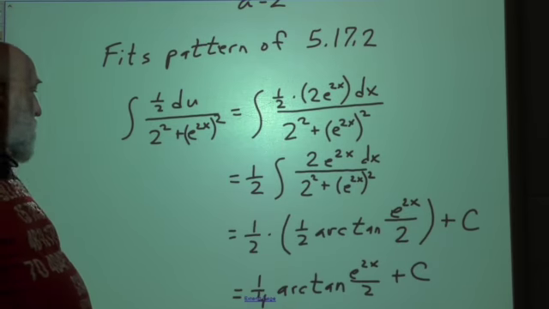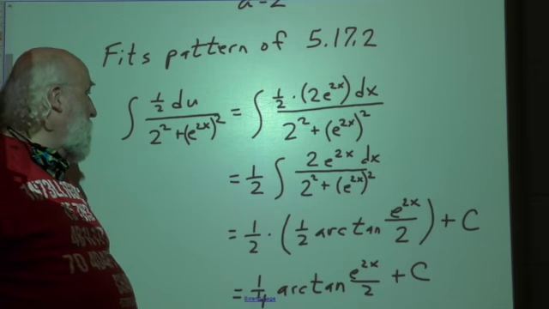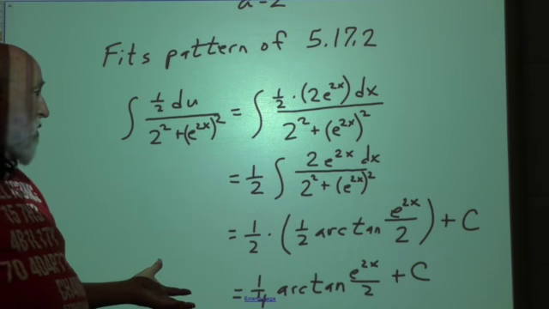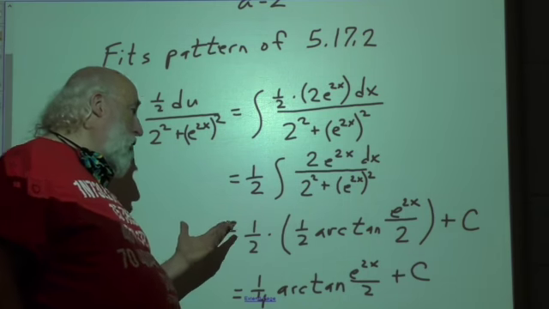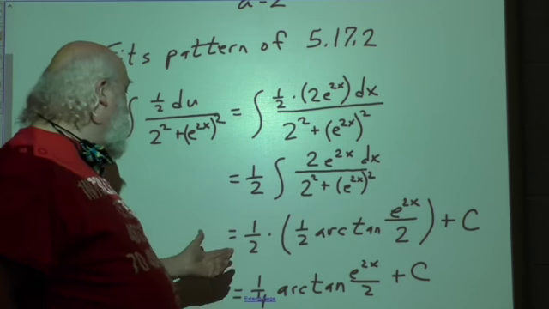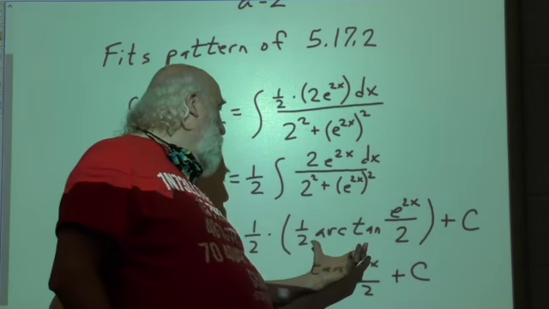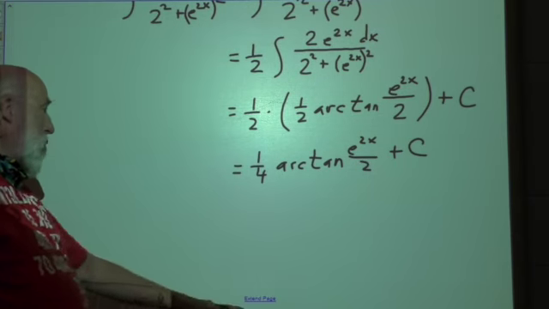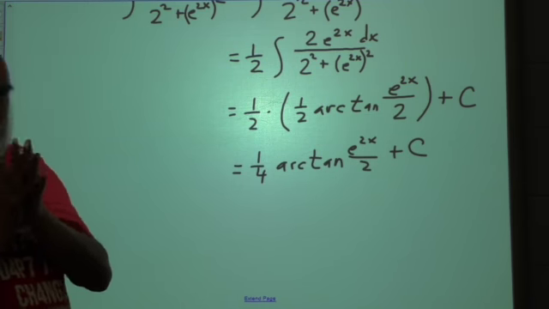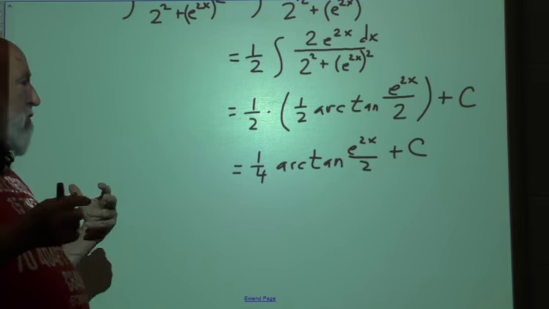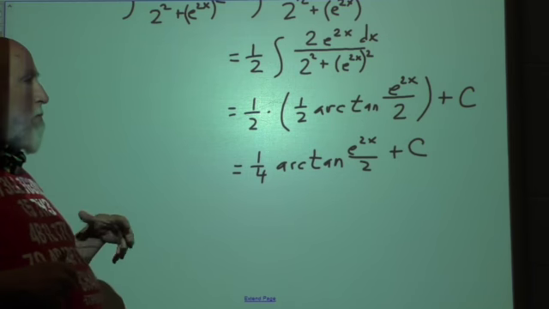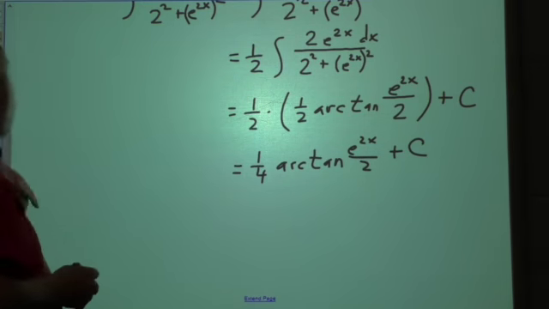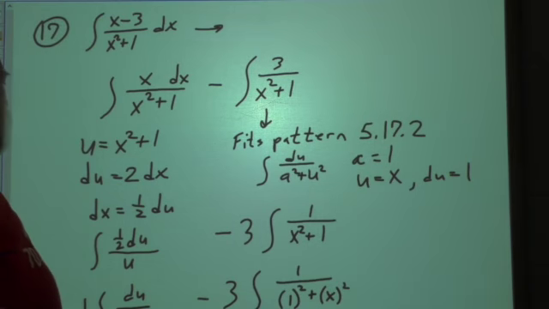And that means then that this fulfills the definition for arc tangent of u over a. And so this becomes 1/2 times 1/2 arc tangent e to the 2x over 2 plus c. And this will give us then 1/4 arc tangent e to the 2x over 2 plus c. So it's just all a matter of following the patterns and then manipulating the numerator such that we can get the value you're looking for. And it all kind of falls in place for that.